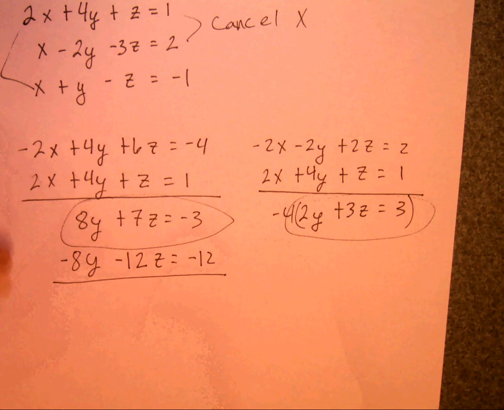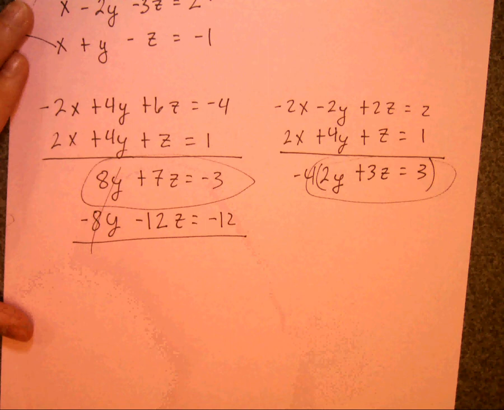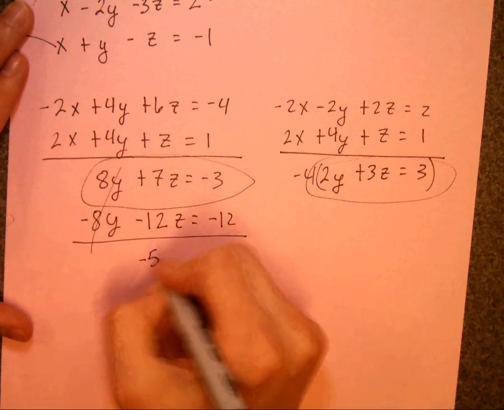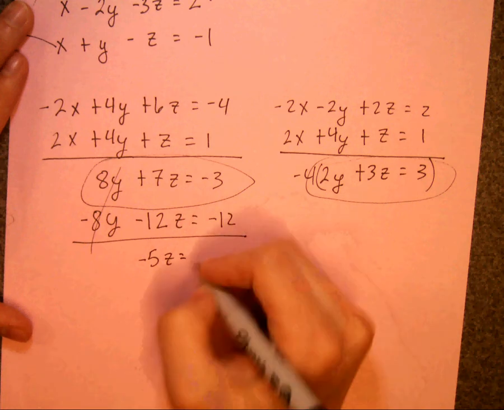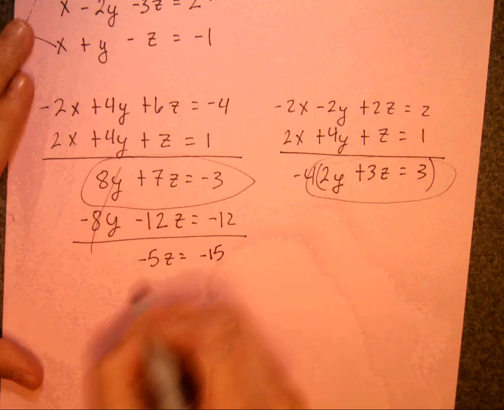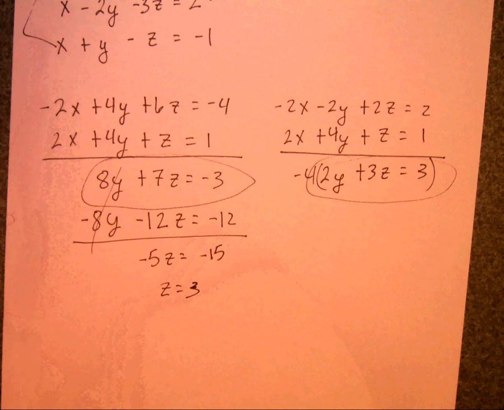So adding these together, 8y plus negative 8y cancels out. 7z plus negative 12z gives me negative 5z. And negative 3 plus negative 12 gives me negative 15. So dividing by negative 5, I get z is equal to 3. All right, so now I have my first variable solved. So from here, it's just plugging back in, working my way backwards to find the other two variables.